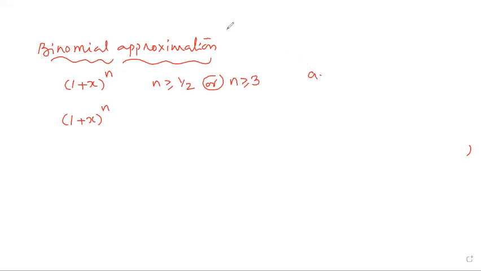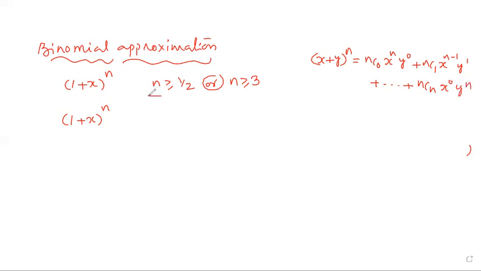The binomial theorem says (x + y)^n = nC0 x^n y^0 + nC1 x^(n-1) y^1 and so on, up to nCn x^0 y^n. You already know the binomial theorem. The condition is that for a fraction, n is greater than or equal to 1/2, and for a natural number, n is greater than or equal to 3.